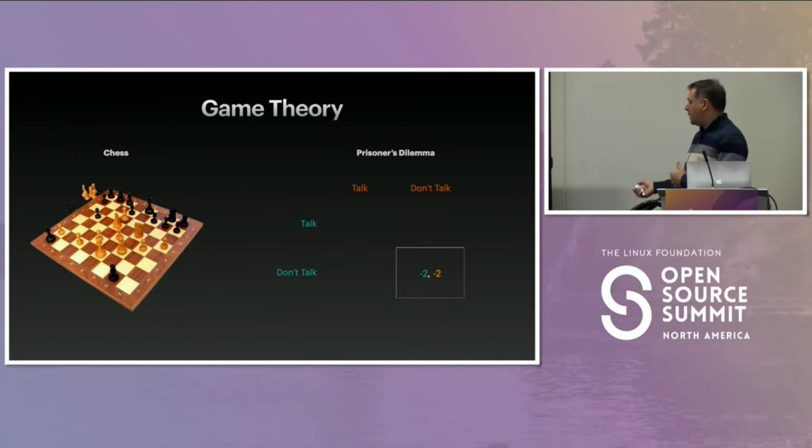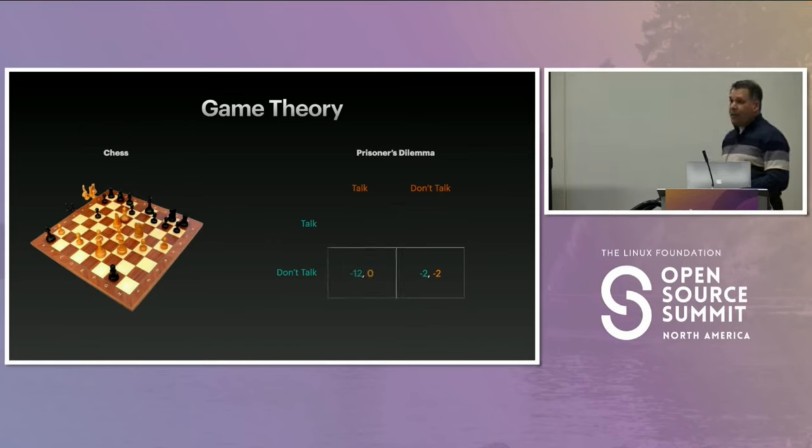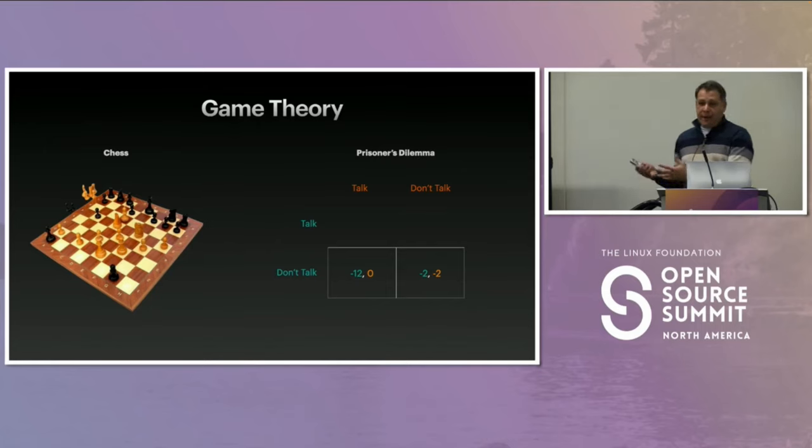They say, okay, I'm not going to talk. Each one gets a sentence of 2 years in jail. But one of them can come back and say, I actually am going to talk because a deal was offered to me that if I talk, then I go free, I am set free, and the other person is going to spend 12 years in jail. Now we have an incentive over there.